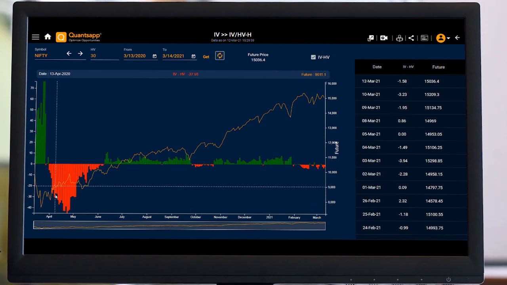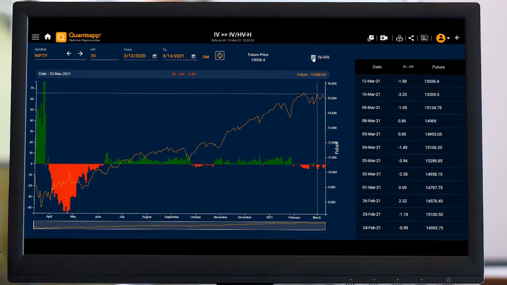The red color bars indicate that IV minus HV is negative, which means IV was trading below its historical volatility. The green color bars are showing us that on that day implied volatility was trading above its historic volatility. Talking about the day of 3rd of March 2021, IV minus HV was 3.94% negative, which indicates that IV was trading below its historical volatility.